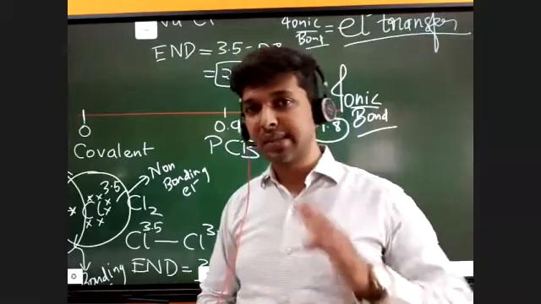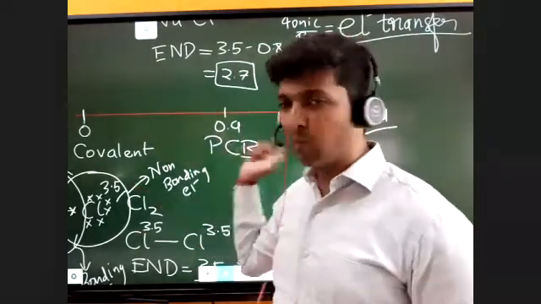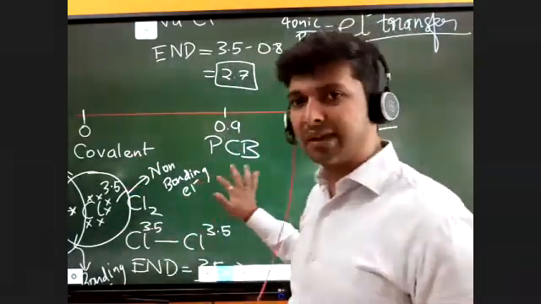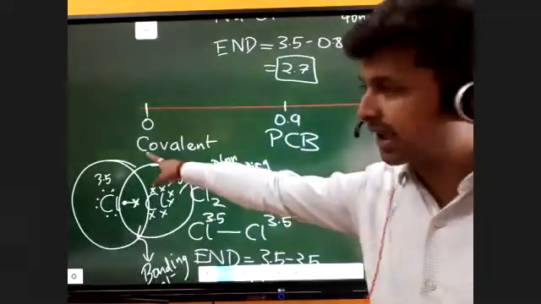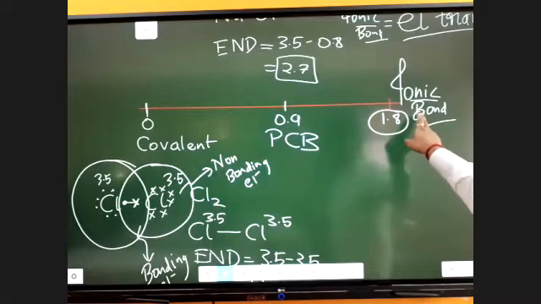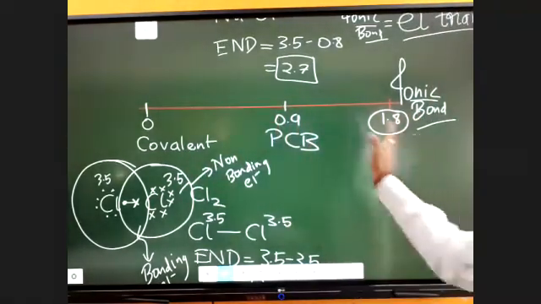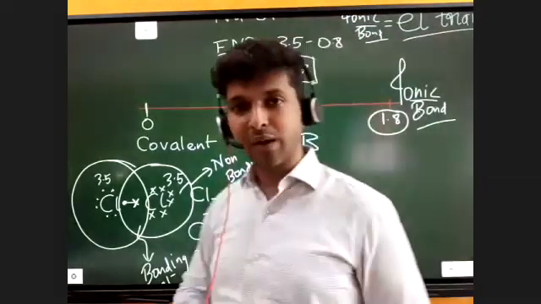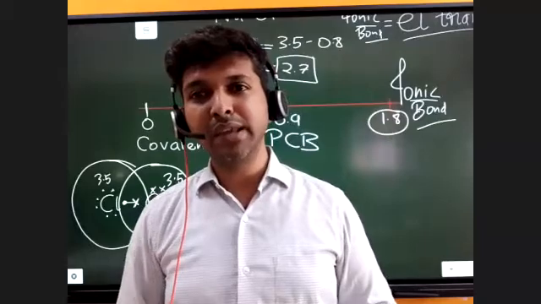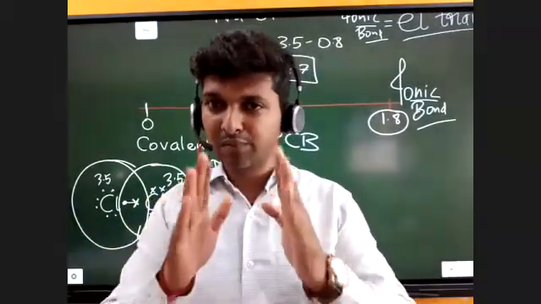So ladies and gentlemen, let's head towards polar covalent bond, and it's even more interesting than the covalent and the ionic. When I'm talking about polar covalent bond, where is it? Polar covalent bond is exactly in between covalent and ionic. यहाँ पे आयोनिक है, यहाँ पे कोवैलेंट है, उसके बीच में पोलर कोवैलेंट है. So it is in between ionic and covalent. Here we are going to see both properties of covalent as well as ionic in polar covalent bond.